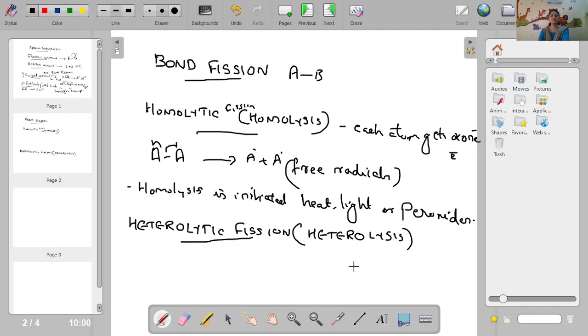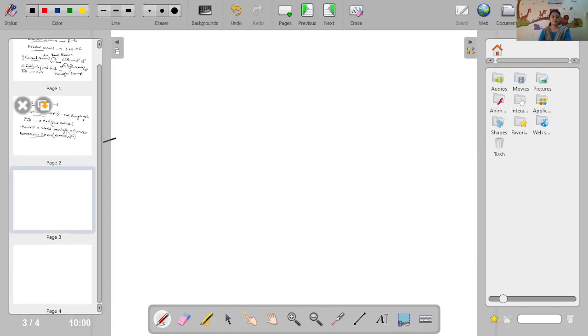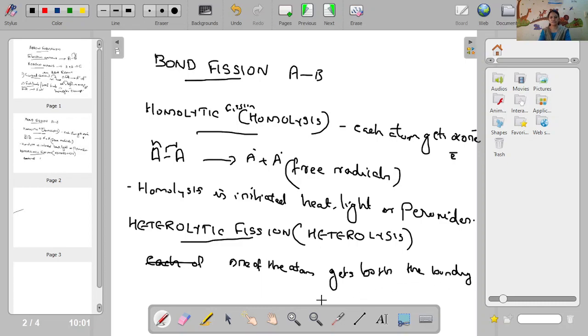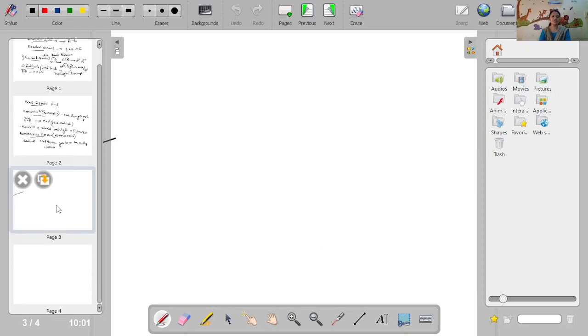Next we can think about heterolytic fission or heterolysis. So what is meant by heterolysis or heterolytic fission? In heterolytic cleavage, one of the two atoms in a bond gets both the bonding electrons. One of the atoms gets both the bonding electrons, so that is called heterolytic cleavage.